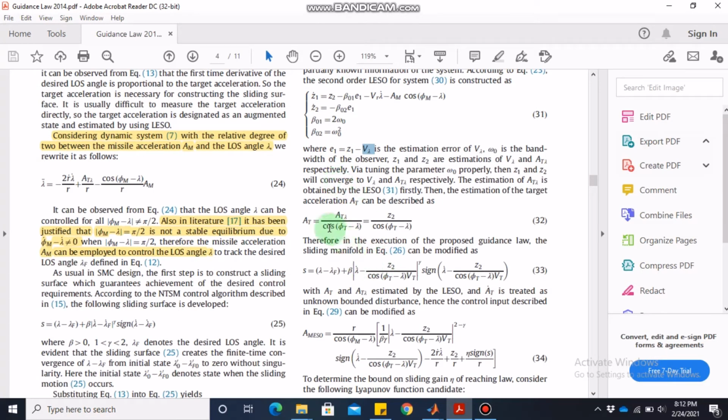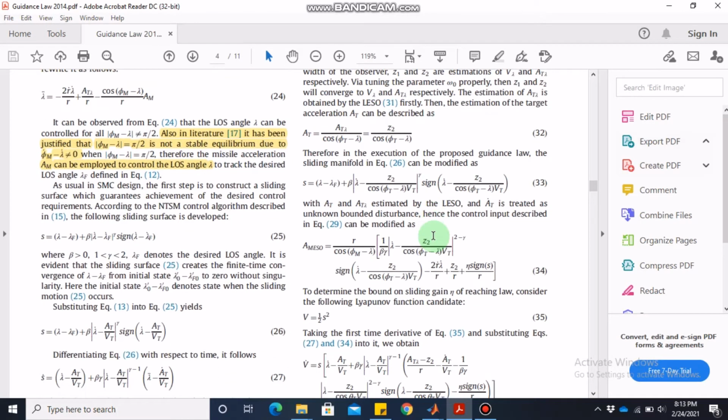Once you have the states z1 and z2, you can get the target acceleration from z2 divided by cos of phi t minus lambda, where phi t is the heading angle of the target and lambda is the line of sight angle. Similarly, this is the proposed guidance law by this paper, and this is what we will be implementing using Matlab.